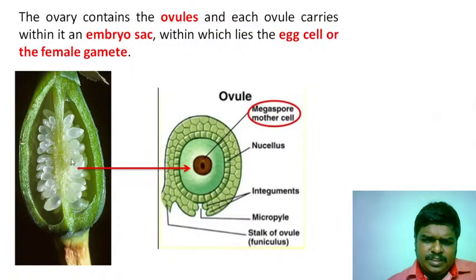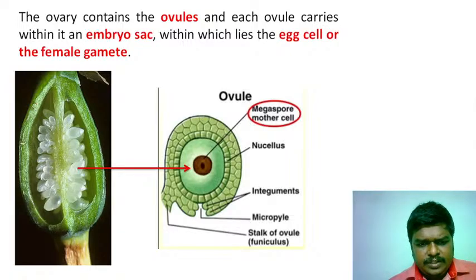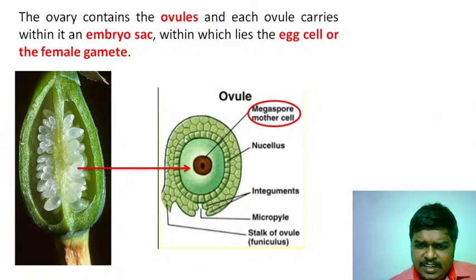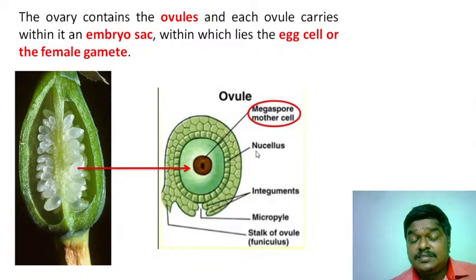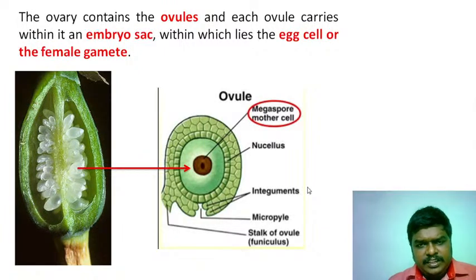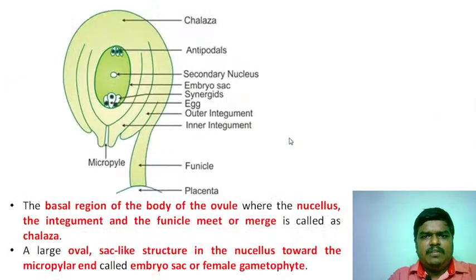So now, inside the ovary, the ovules are there. Inside the ovules, it has the megaspore mother cell. That megaspore mother cell is surrounded by the nucellus. The nucellus is surrounded by integuments. Okay, now just listen. Inside the ovule, for the development of the embryo sac, what is required? The megaspore mother cell is required. Now I am going to explain that.